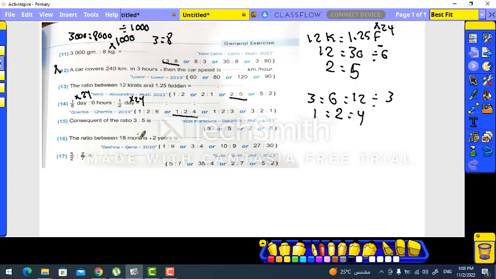Consequent of the ratio 3 to 5, yes, as we know, consequent is the second term or the second number. So here is consequent, but the antecedent, the first one.